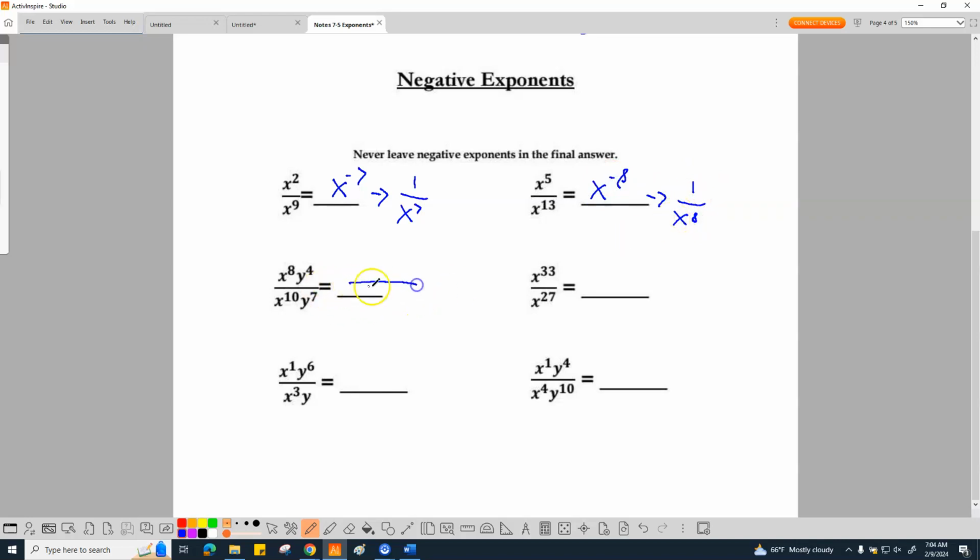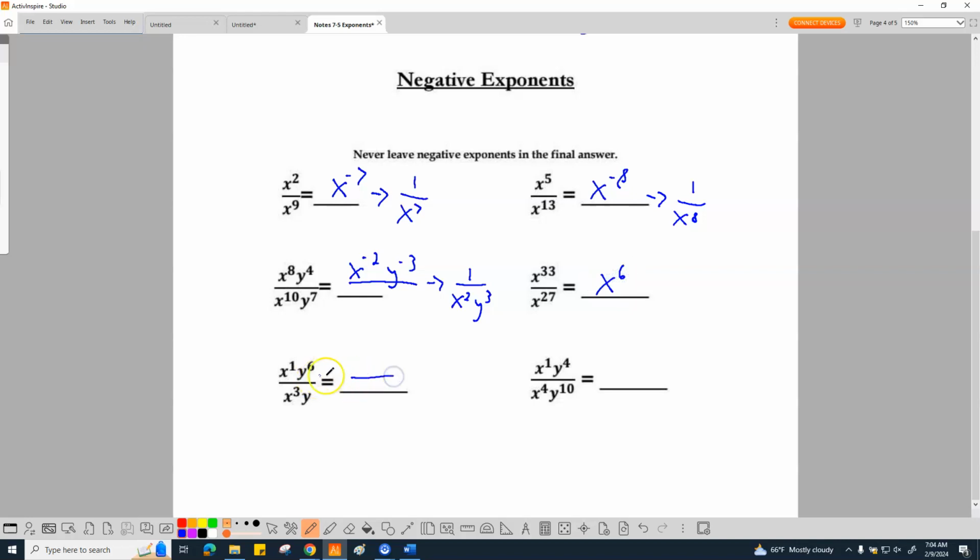All right, let's see what we got here on the first go-around. We have 8 minus 10 is negative 2. 4 minus 7 is negative 3. And I don't want those in there, so they're both going to go to the bottom, and that's going to leave a 1 on the top, and I'll have an x squared y to the third. 33 minus 27 is 6, so you just end up with x to the 6th.